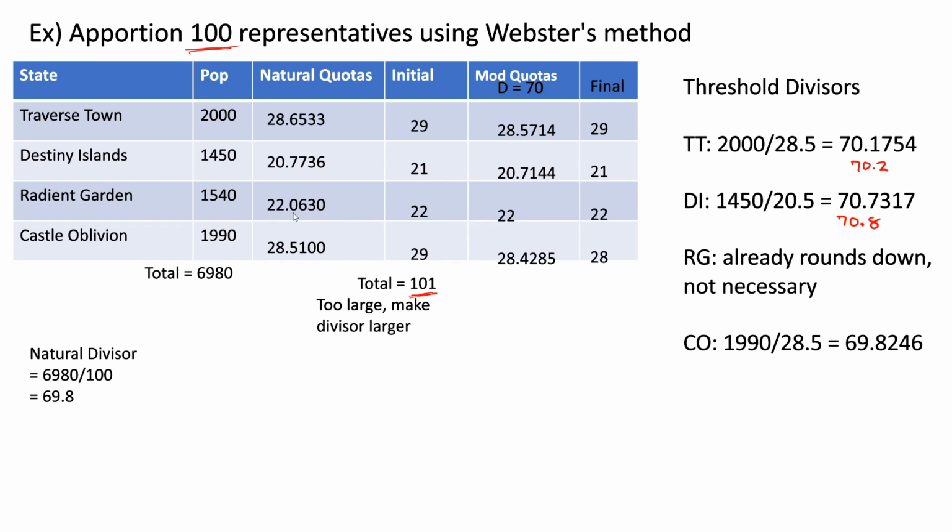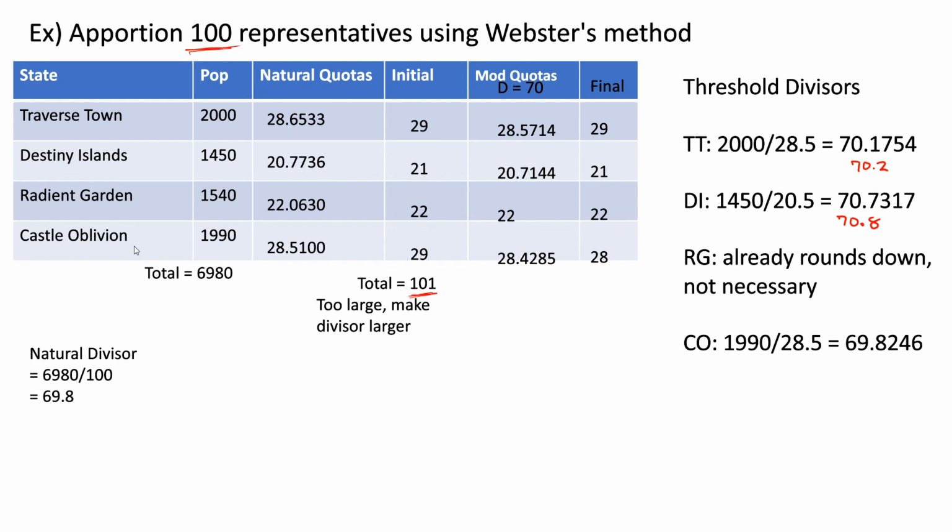Now if we look at Radiant Garden, their quota already rounds down. We already have 22.06. So in this case, we're going to skip finding the threshold divisor for this one because it would be a lot more work to get them to have a quota of 21.4 something to cause them to round down to 21. So we're not even going to bother to find this one. Usually you don't need to. I'm definitely not going to give you an exam where you need to do that.